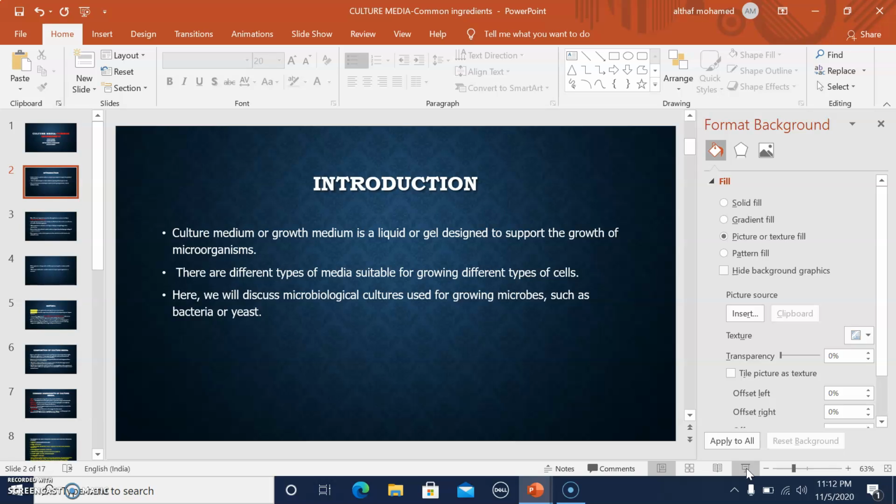Introduction. The culture media or growth media is either a liquid or a gel, which is designed to support the growth of microorganisms. And there are different types of media suitable for growing different types of cells. Here we will discuss microbiological cultures used for growing microbes such as bacteria or yeast.